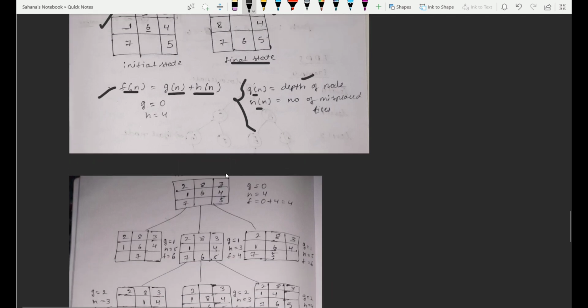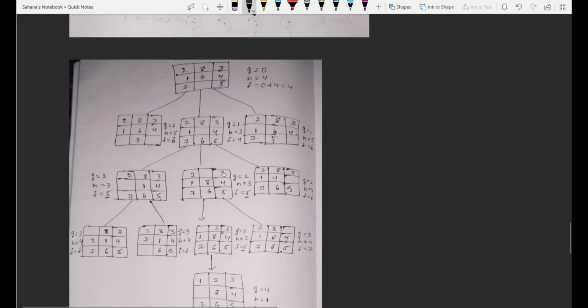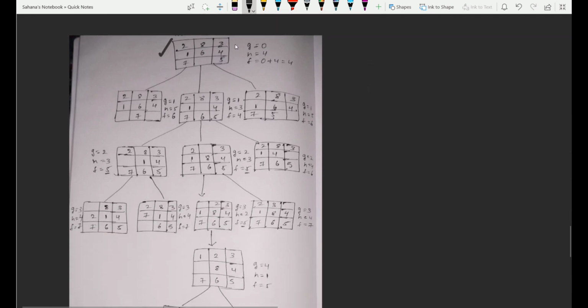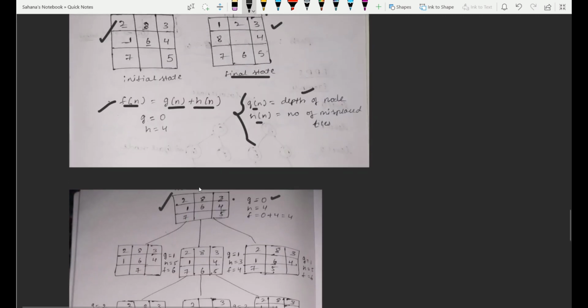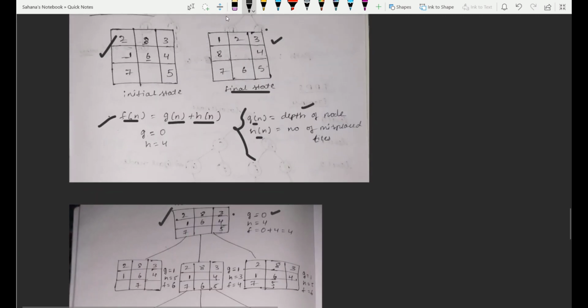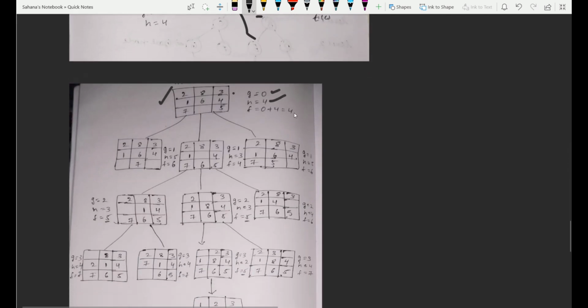Now we will take the initial state. Let this be the initial state. This will be in level 0, so g will be 0. Then h is how many are misplaced. You should check the final state and the initial state to see which are misplaced. Only 5, 4, 3 and 7 are in the same position, while 1, 2, 8, 6 are misplaced, so the number of misplaced tiles, that is h of n, will be 4. F of n is equal to 4.